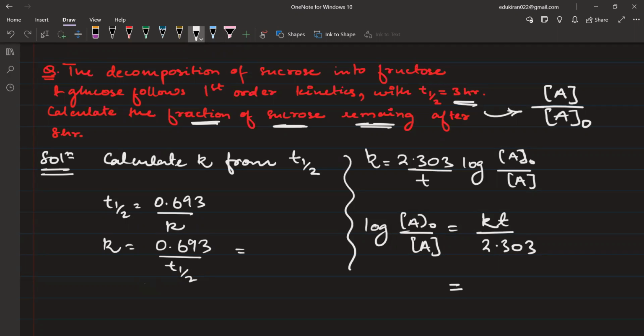Sir, so for K, when we are putting T half, we can directly write 3 hours or we should convert it into minutes? No, 3 hours is fine. आपको देखिए सवाल में भी 8 hours में पूछा है ना, यहाँ पे आप 3 hour डालिएगा, यहाँ पे भी आप यहाँ पे 8 hour डालिएगा तो hour कैंसिल हो जाएगा. Okay, sir. You don't need to convert anything anywhere.